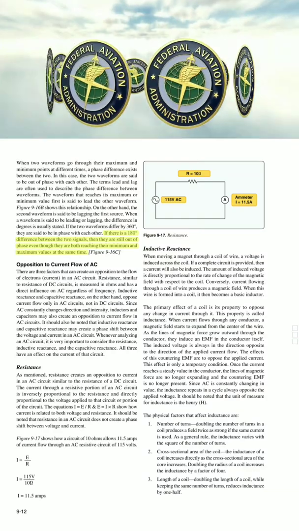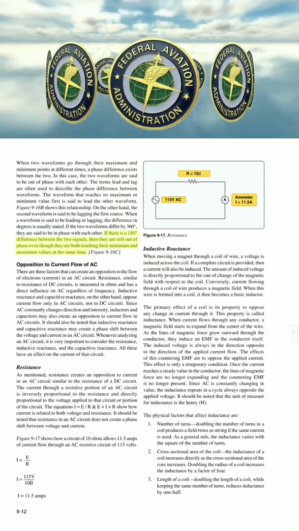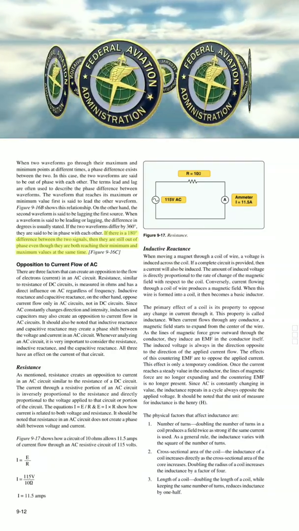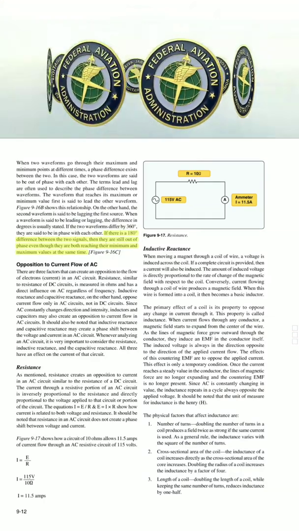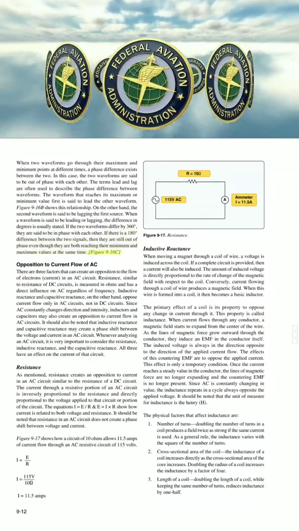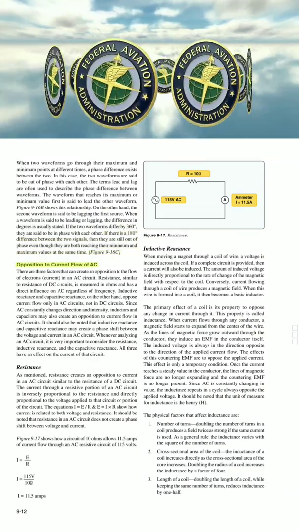If there is a 180 degrees difference between the two signals, then they are still out of phase, even though they are both reaching their minimum and maximum values at the same time. Figure 9-16c. Opposition to current flow of AC.